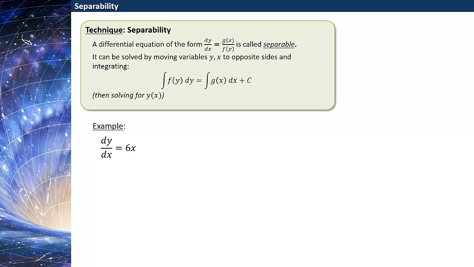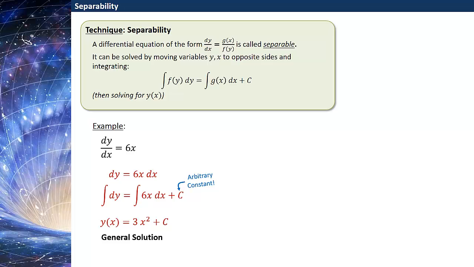Our example is dy/dx is equal to 6x. This is definitely of the separable form. In fact, there's no y's anywhere, and so all we have to do is move the dx over to the right-hand side. And then we're going to do an indefinite integral on both sides. On the left-hand side, we do an indefinite integral over dy, and on the right-hand side, we do an indefinite integral over dx. And then, of course, we have that arbitrary constant that we put in, c here.